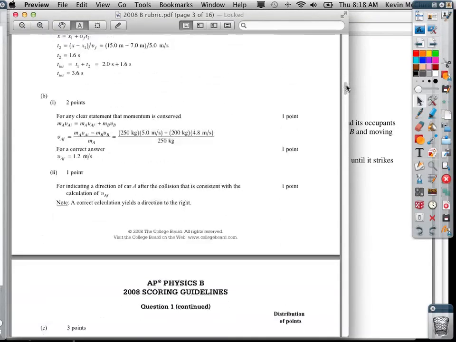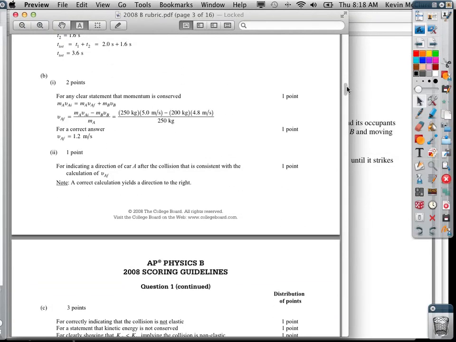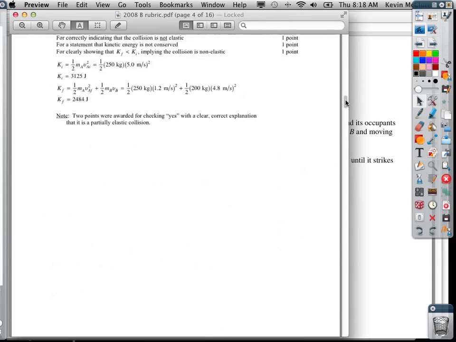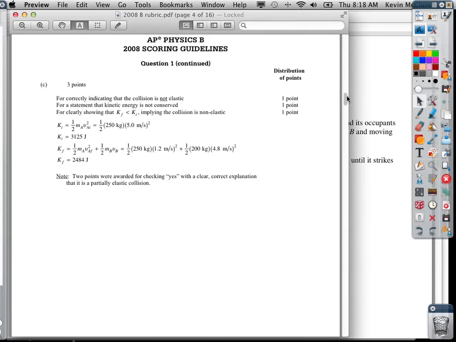Okay, we did part A already. Part B, 1.2, just conservation. Then for the second part, yeah, the direction to the right, so that's fine. And part C, it's not elastic.